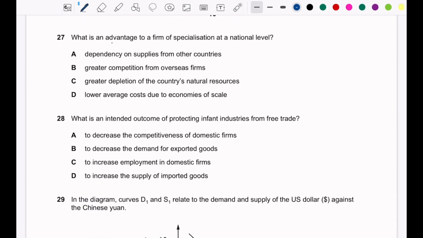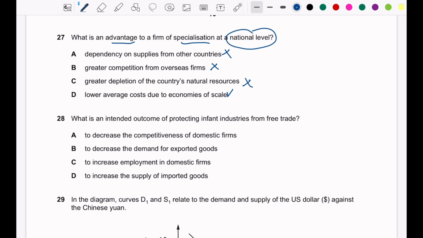27. What is an advantage to a firm of specialization at a national level? Take note of national level. A. Dependency on supplies from other countries. No, not an advantage. Greater competition from overseas. No, not an advantage. C. Greater depletion of the country's national resources. No. Lower average cost due to economies of scale. Yes, it is correct.